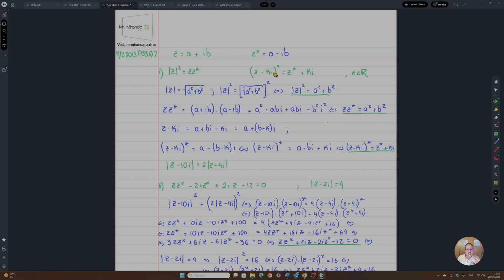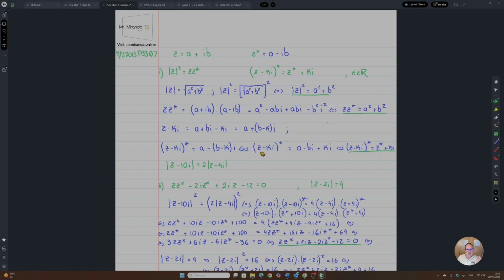What is z minus ki? z minus ki is a plus bi minus ki. I can now factorize the i, and I have this expression for the z minus ki. Okay? So if this is that, what is the complex conjugate of that? You're just going to change whatever this sign is to minus, right? It's the negative of the imaginary part. So it's a minus b minus ki. All right?